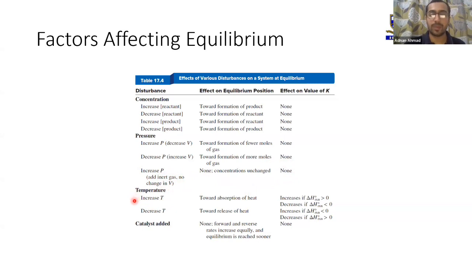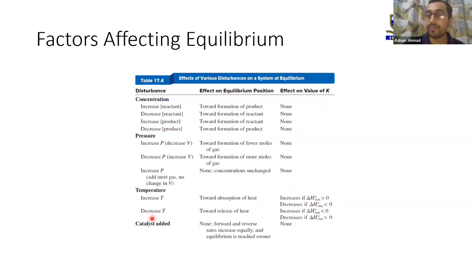So let's talk about the temperature. What is happening with the temperature? If we increase the temperature, the delta H of the reaction, which is the change in enthalpy, matters. If delta H is greater than 0, the K constant of chemical equilibrium increases, and it decreases if delta H is less than 0, right?